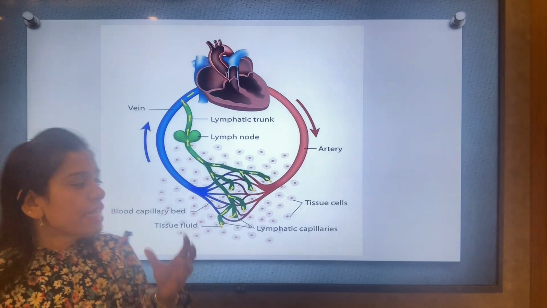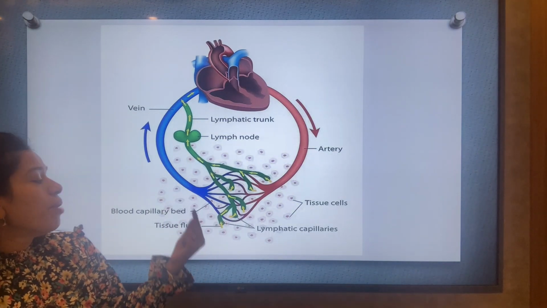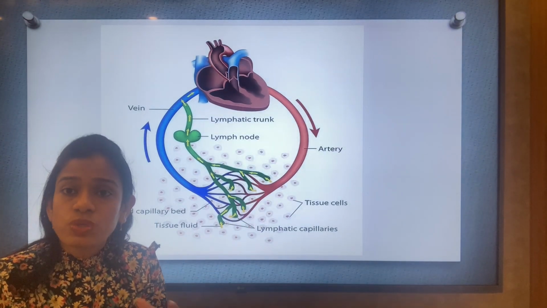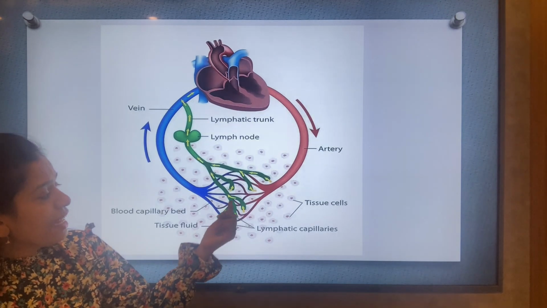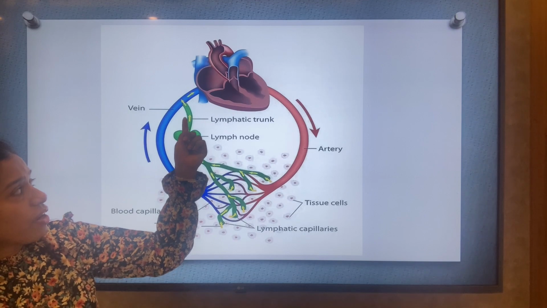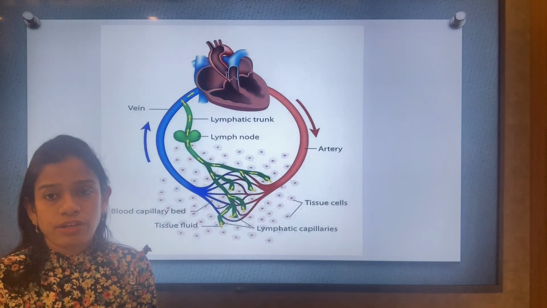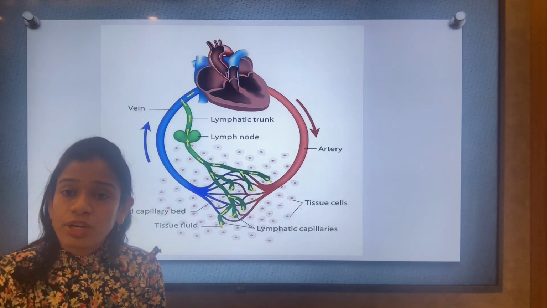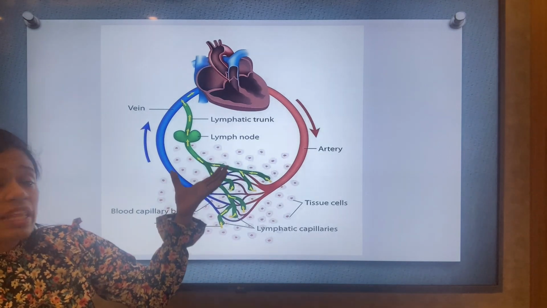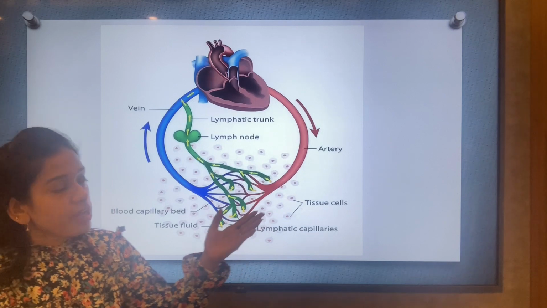Now what happens is these lymphatic vessels collect all the fluid which has oozed out from the capillaries, and again they are taken in, and through the lymphatic node and lymphatic trunk, they are put into the veins, which is finally carried to the heart, so that nothing goes to waste and there is no wastage of any of the material that comes out from the veins.